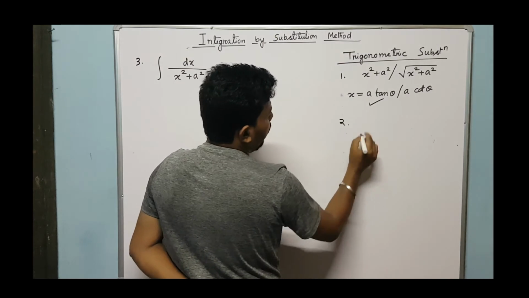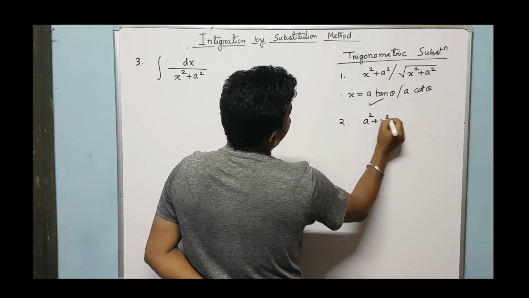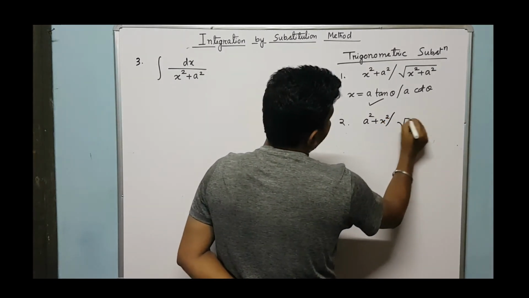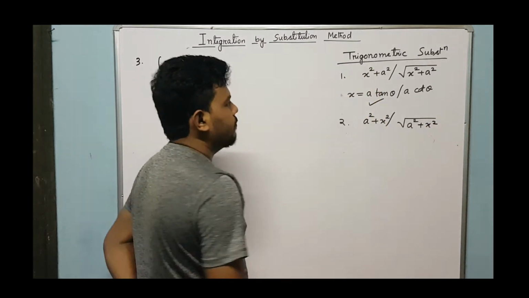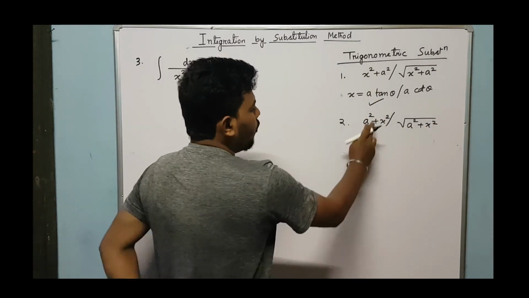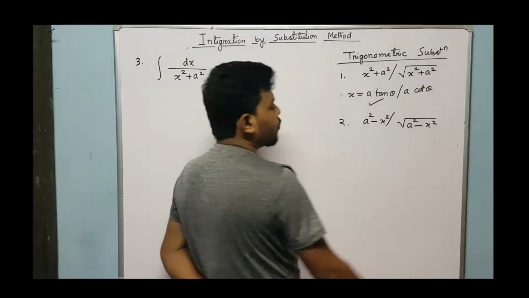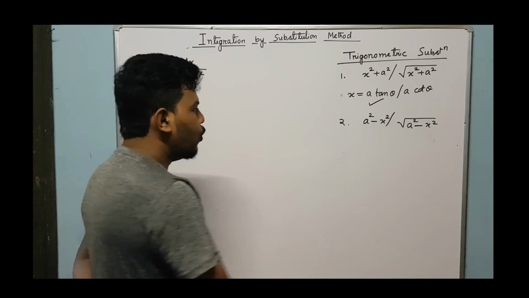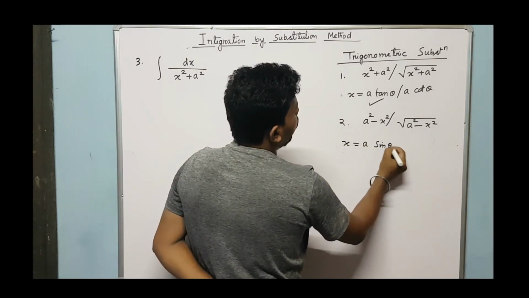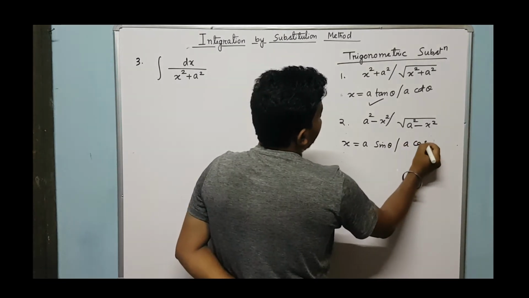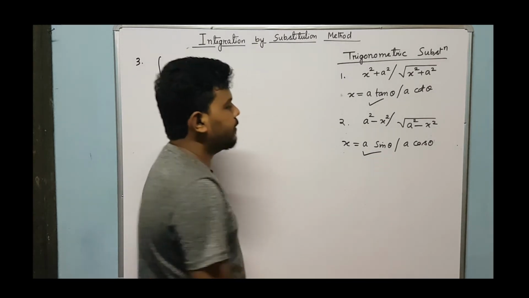Number 2, if you are given a square plus x square, or in the form of square root of a square plus x square, they are same. Now if you are given a square minus x square and under square root a square minus x square, we put x equal to a sin theta or a cos theta. But mostly we prefer the first, a sin theta.